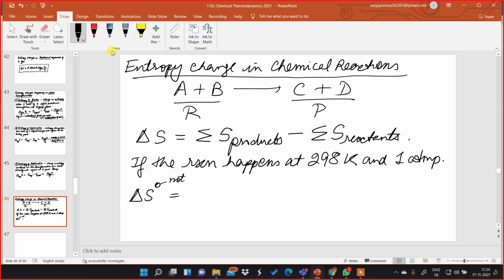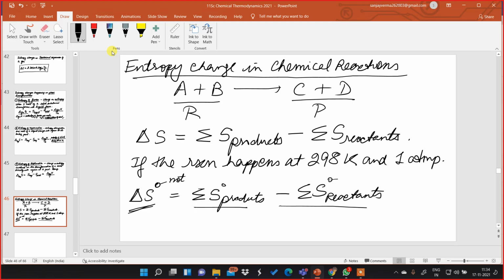Delta S naught becomes the sum of the standard entropy of the products minus the sum of the standard entropy of the reactants. So the standard entropy change for a chemical reaction is equal to the sum of the standard entropy of the products minus the sum of the standard entropy of the reactants. This is called standard at a temperature of 25 degrees Celsius. That is very important. Now let us talk about a general case.